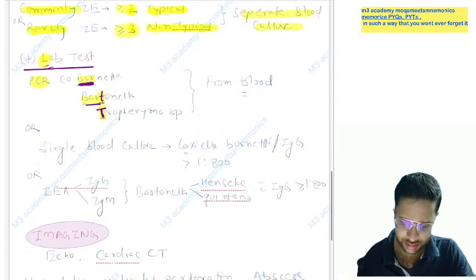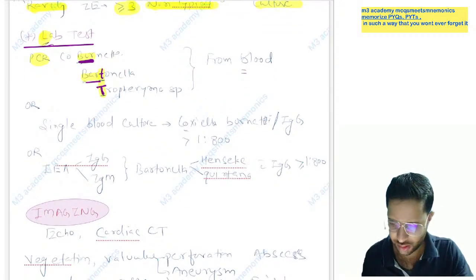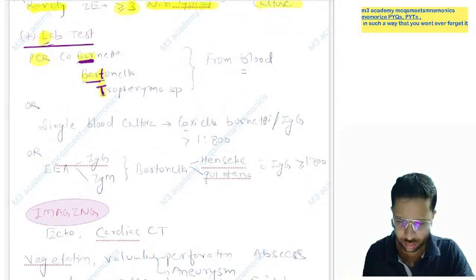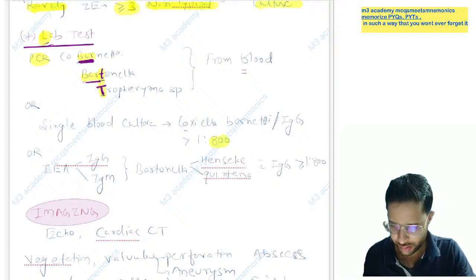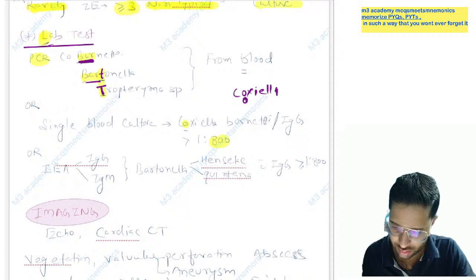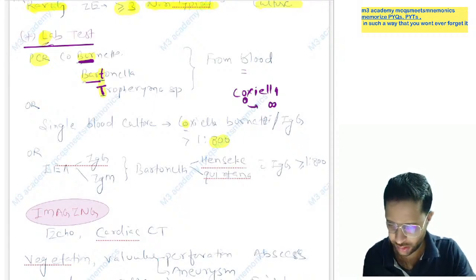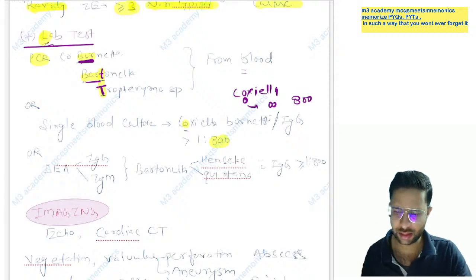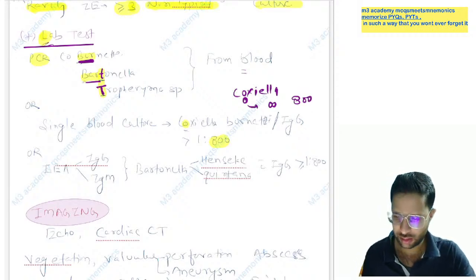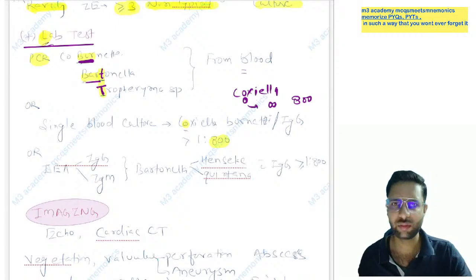Or you can say single blood culture for Coxiella burnetii, IgG titer more than 1 in 800. How can you relate this to Coxiella burnetii? When you write Coxiella, you can double this O, so O and O become 8. So you can say this is 800. Single blood culture for Coxiella burnetii, IgG titer more than 1 in 800.